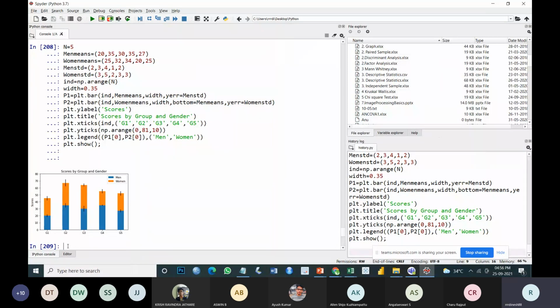This is a stacked bar graph. Stacked means one above another. That is the stacked one.